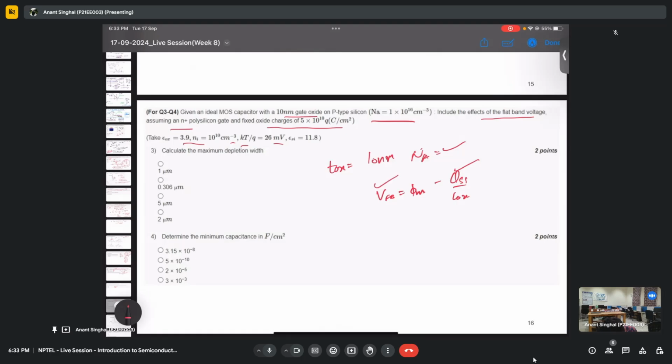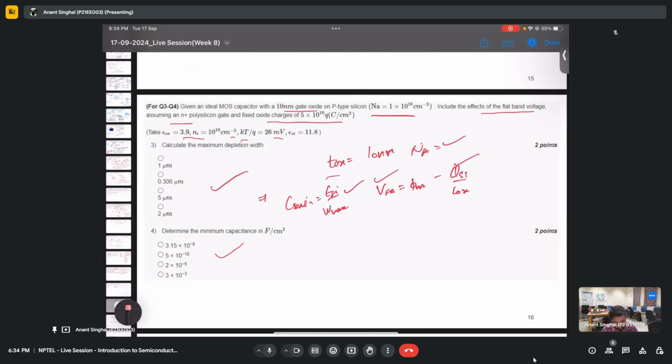And what else? Tox is given, so maximum depletion width we can calculate, and minimum capacitance is nothing but C minimum will be epsilon Si by W max. Is it fine? I'm not solving it. Maybe you can take a screenshot and let me know the answer in the next lecture. I guess this is this year's assignment only. It is just a solution now if you know the concept. Is it fine? Shall we move ahead?